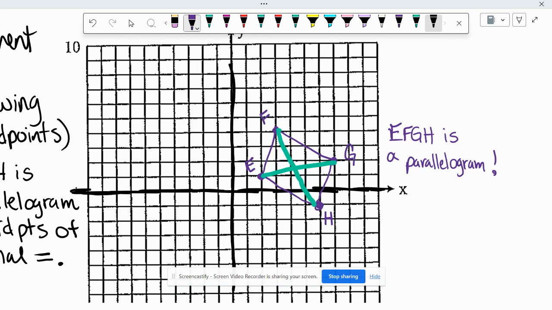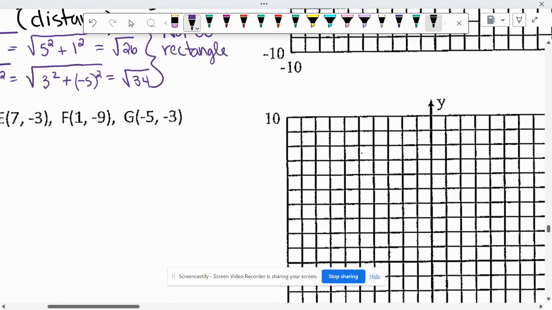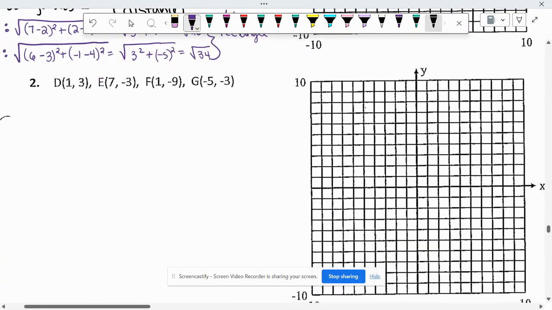All right. Number 2. Let's go to number 2. What do we do first? Yeah, we're going to have to graph our ordered pairs. You guys need to make sure you have your calculators open because I'm not doing all the math and neither is Rylan. So let's graph our ordered pairs. Our first ordered pair, D, 1, 3. Graph it and label it.